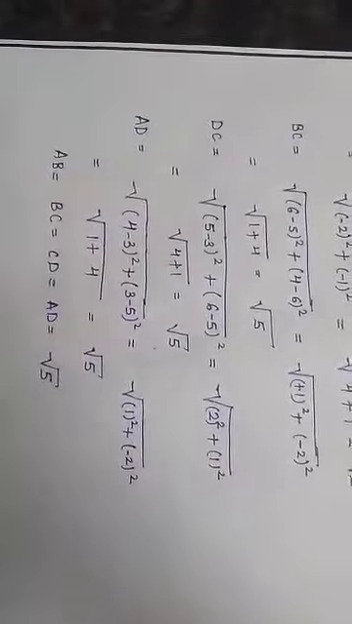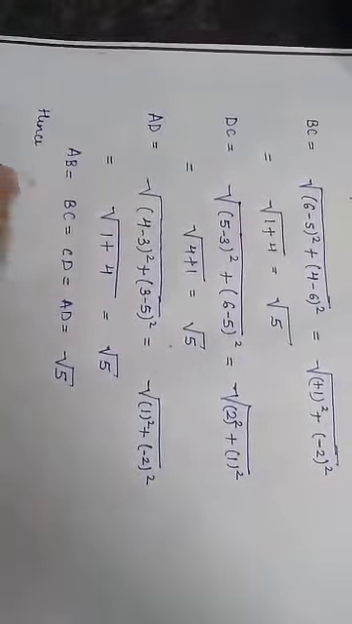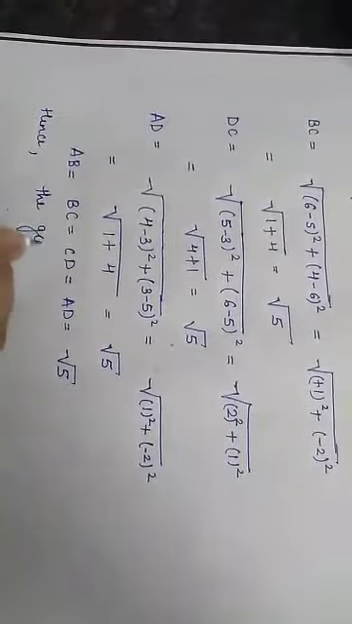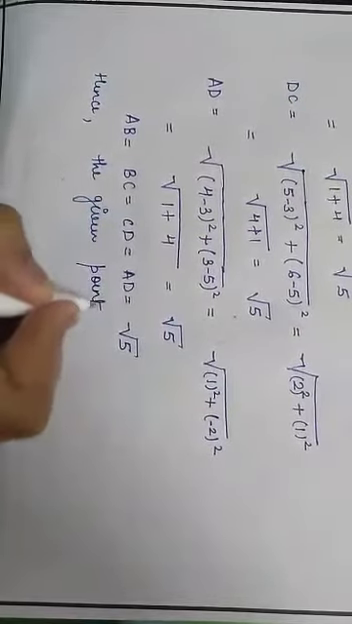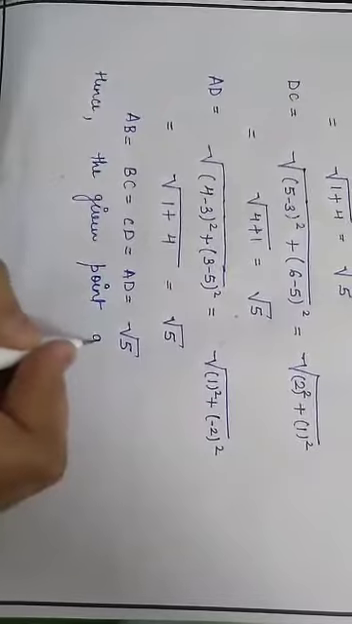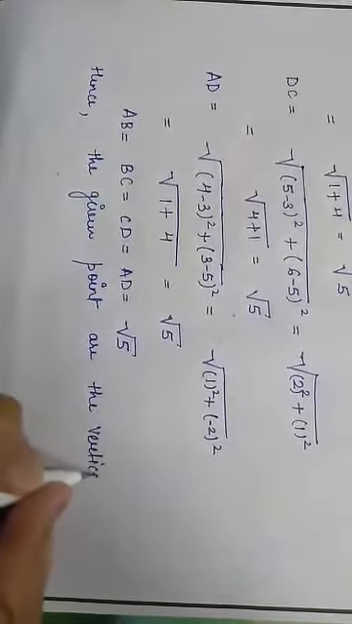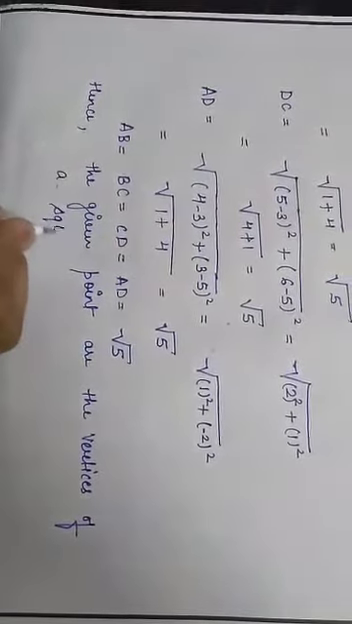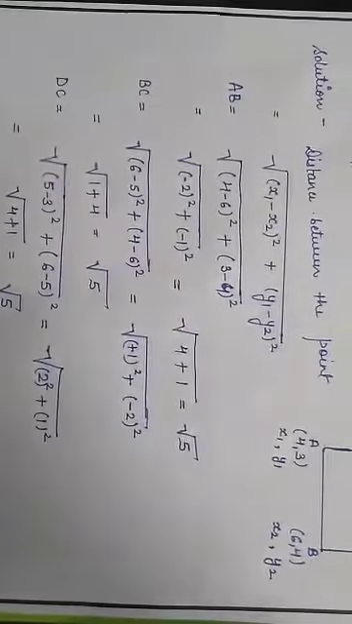Hence we say that the given points are the vertices of a square. So here this is the complete solution.